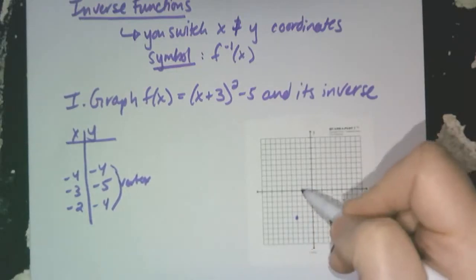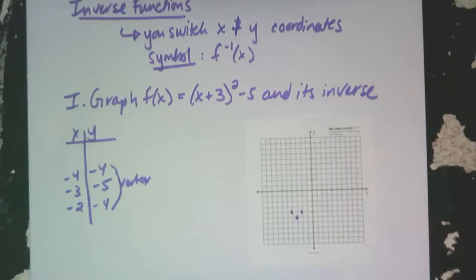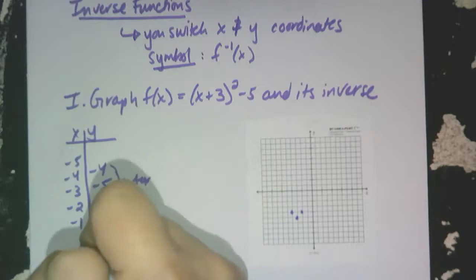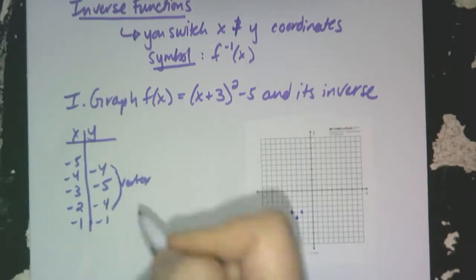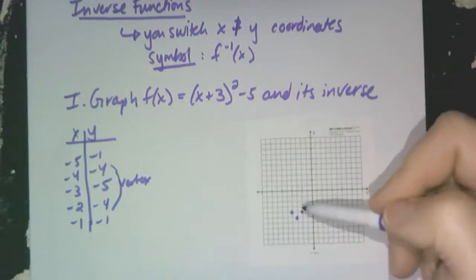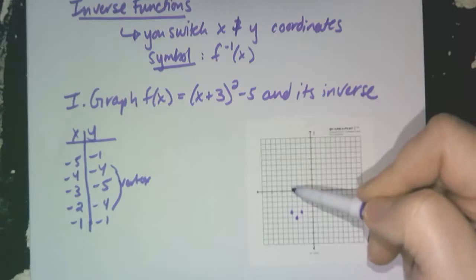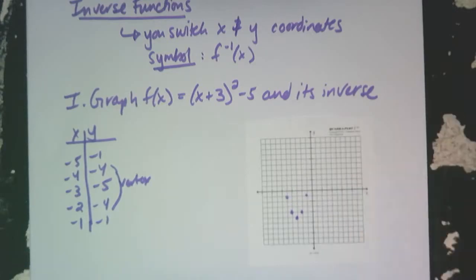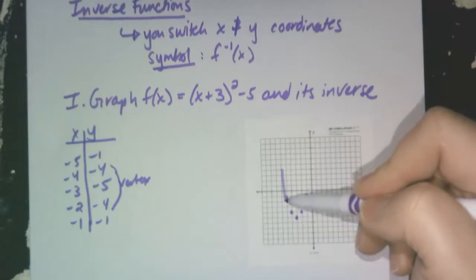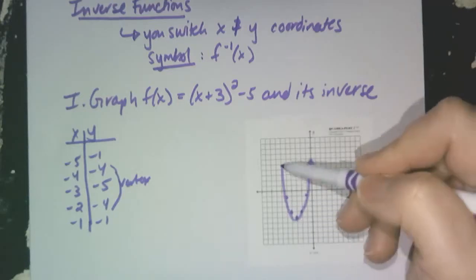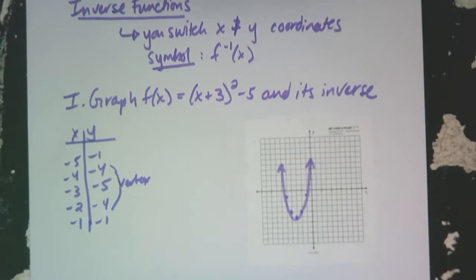So -2, -4, and -4, -4. Then I'm just going to pick another one. Let's see, -1 and -5. Let's see what that would be. -1, -1, and -5, -1. And you can draw your graph, your parabola. I'm trying to be accurate. There's a reason why in a minute. I'll show you.